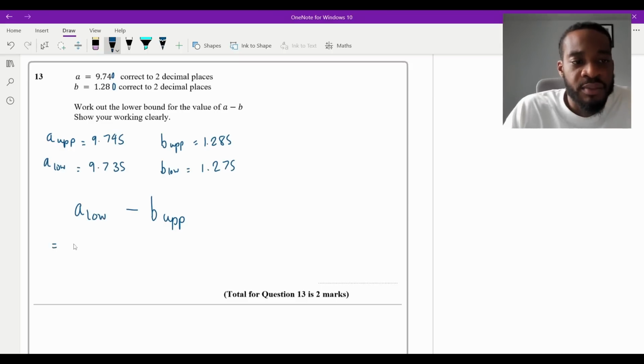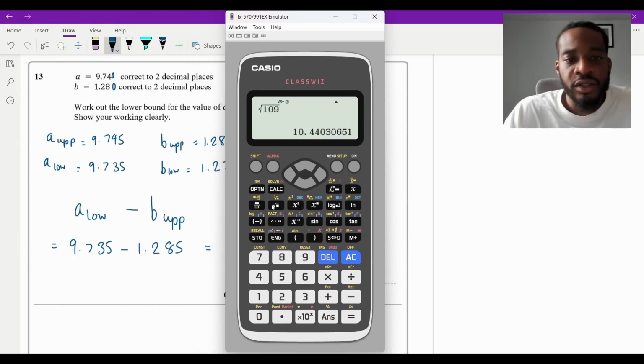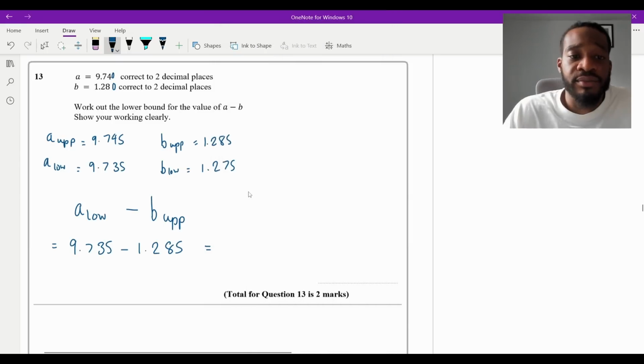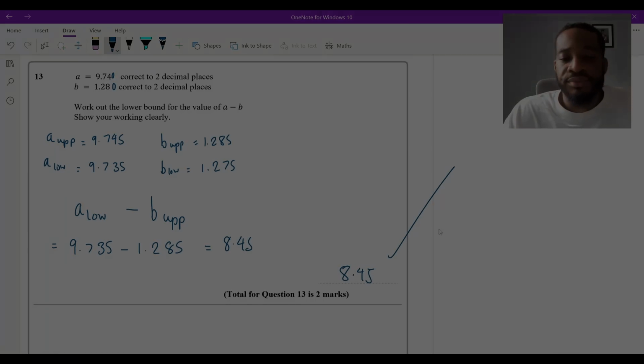So now that is just going to be 9.735 minus 1.285 for the upper bound. Let me just double check. A low, perfect. B up, perfect. And then I'm just going to put it into my calculator and see what I get. 9.735 minus 1.285, and I get 8.45. And that's it. That will give you the 2 marks.